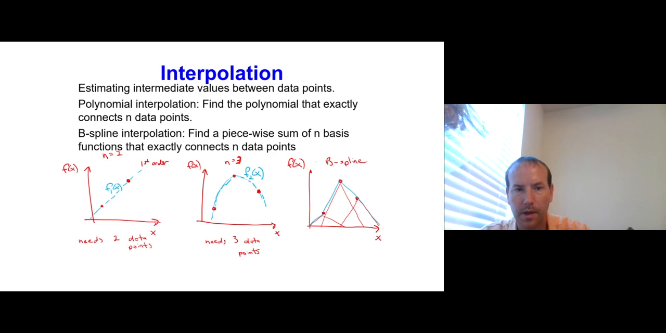Finally, we'll be talking about B-spline interpolation at the end. Instead of calculating from a single polynomial, it calculates a piecewise function that approximates or gives us the internal data points in between these values. And so B-spline interpolation works for n data points.